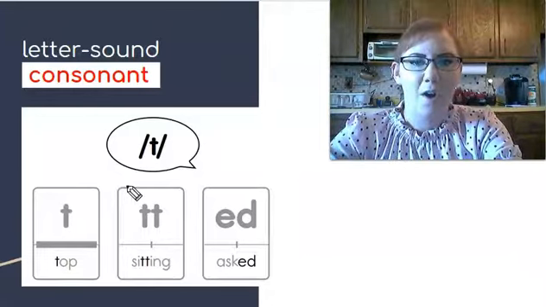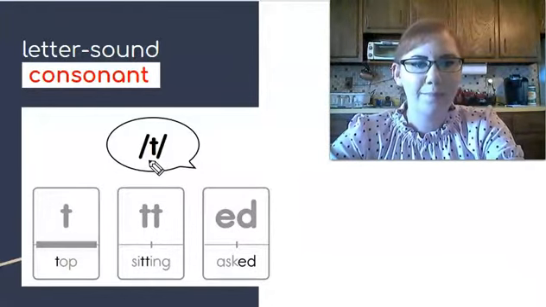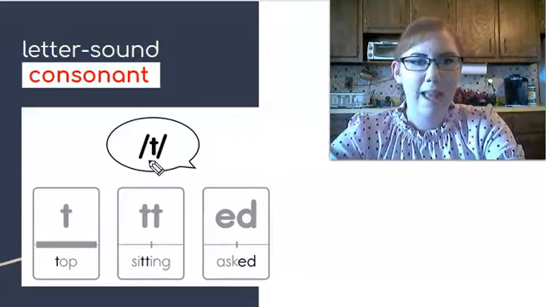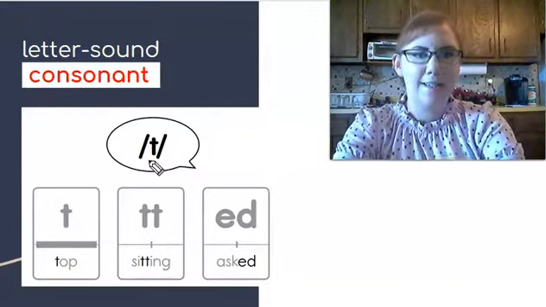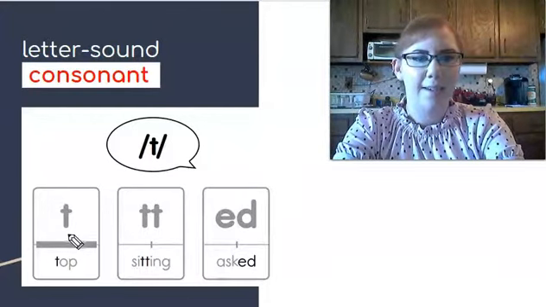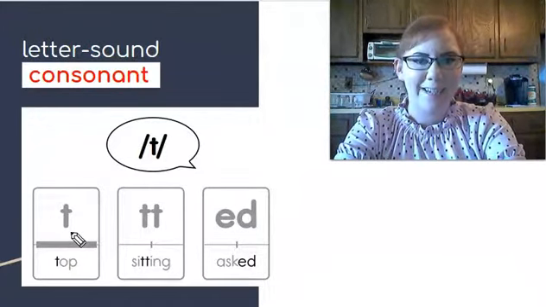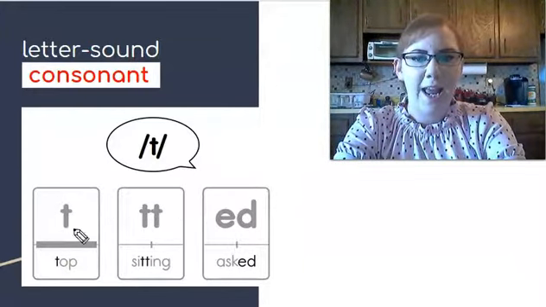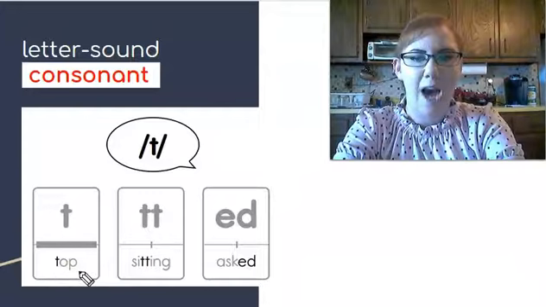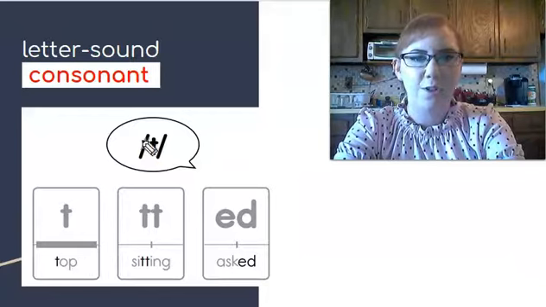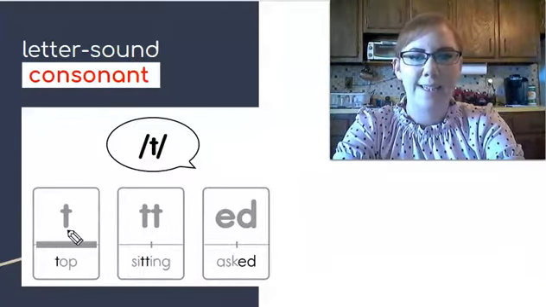Another consonant. What is this sound? This sound is T, T. What is the letter? The name of the letter is T. And we have 3 examples of spellings. The first one is just a T. T can be spelled with a T as in top. And that power bar is long, so that means it's very common to have T spelled with a T.